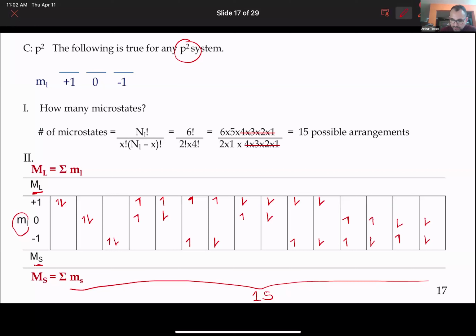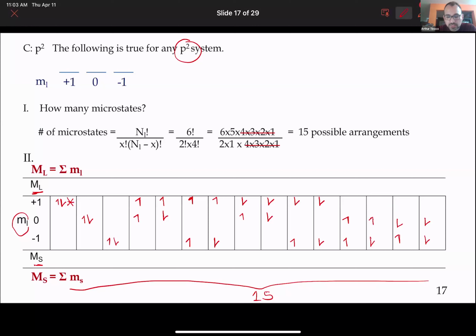Well, let's start off with this one right here. Okay, so here we have two electrons. It doesn't matter that one is spin up and one is spin down. We have two electrons in the plus one.